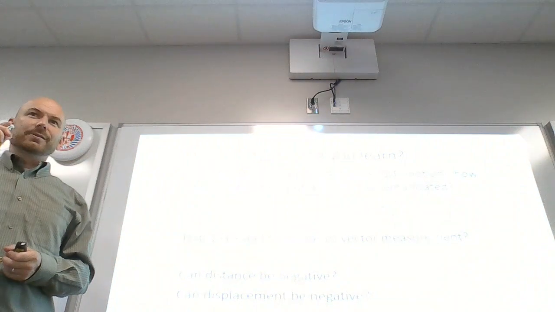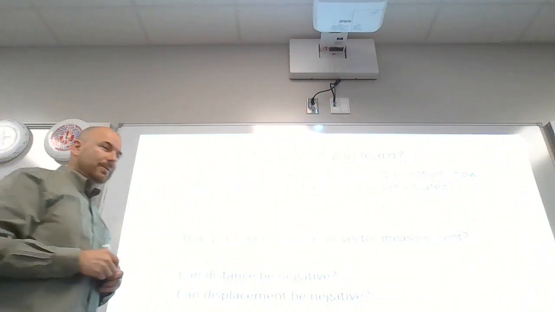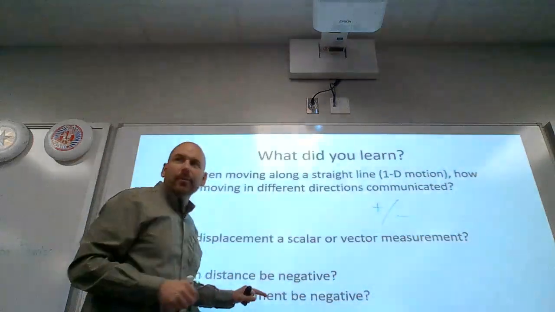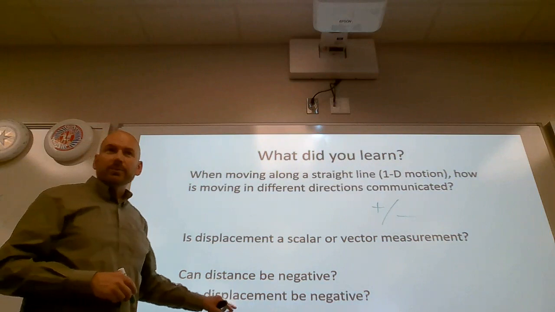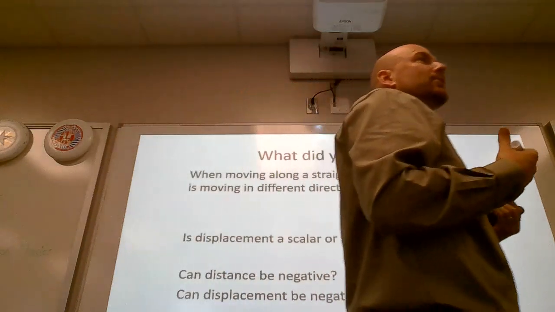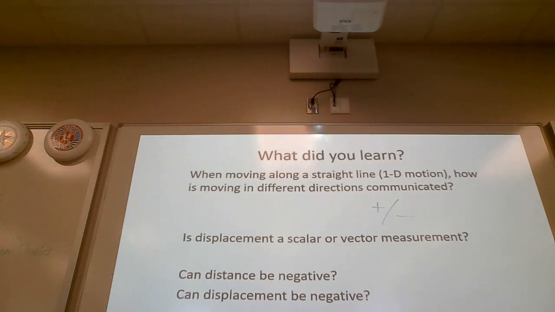Vector, because it has a direction. So can distance ever be negative? No. Displacement? Yes. Which of these two measurements has more information wrapped up in it, distance or displacement? Displacement. Guess what we're going to use in physics? Displacement. It's more information rich.